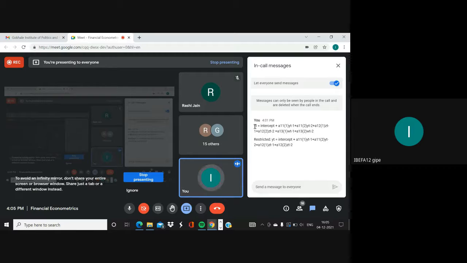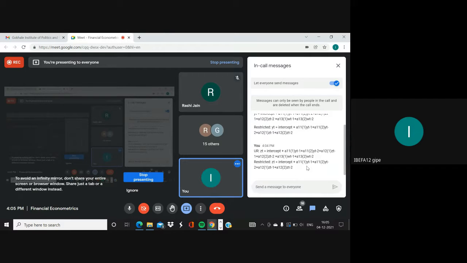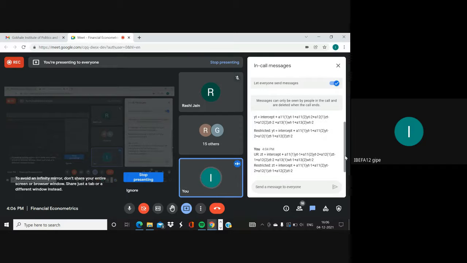But let me just put in the next part of it. It'll just take a minute, so I'll quickly do it. Now this is again from your unrestricted model, and this is from your restricted model. Both of you are partially correct. I don't disagree with you on that.